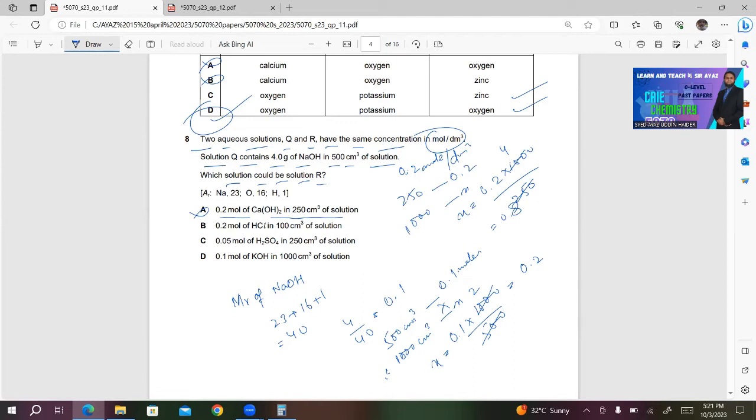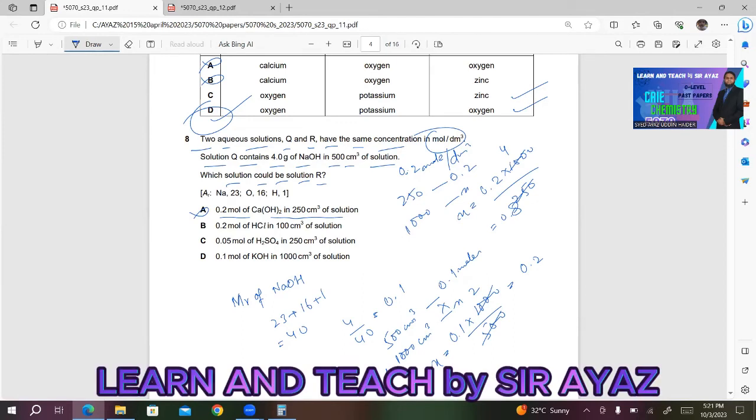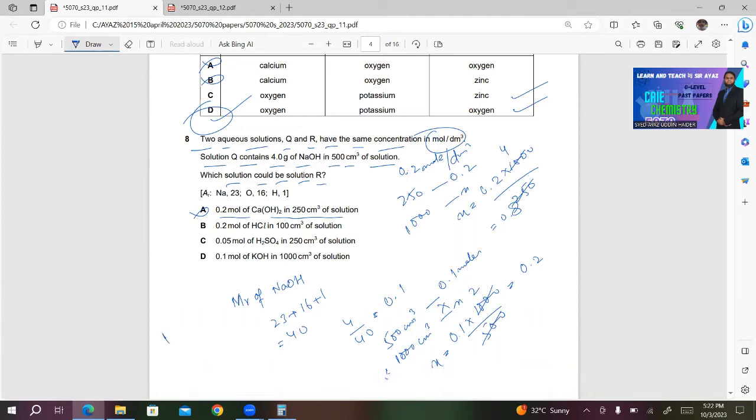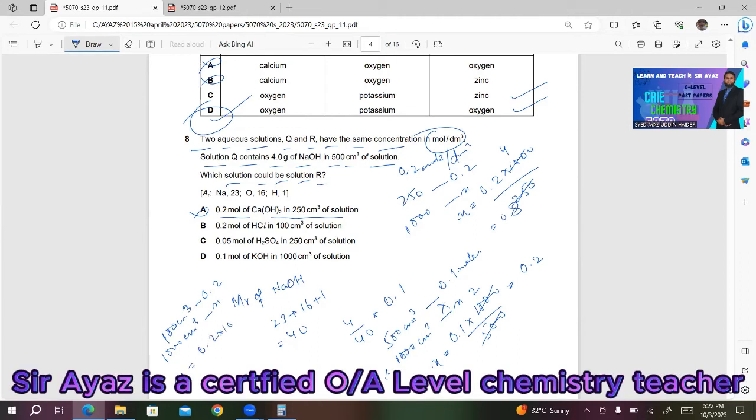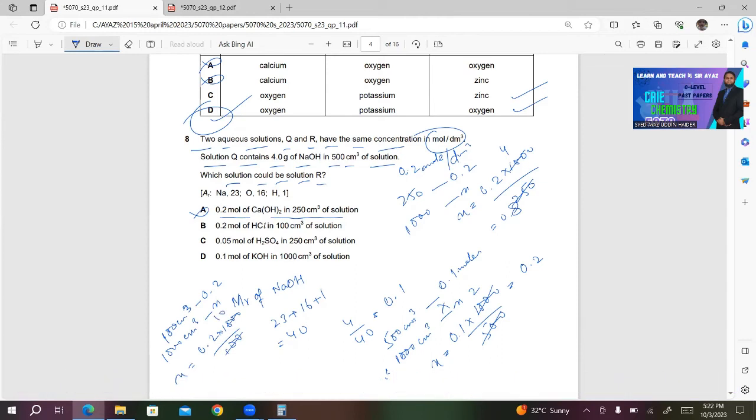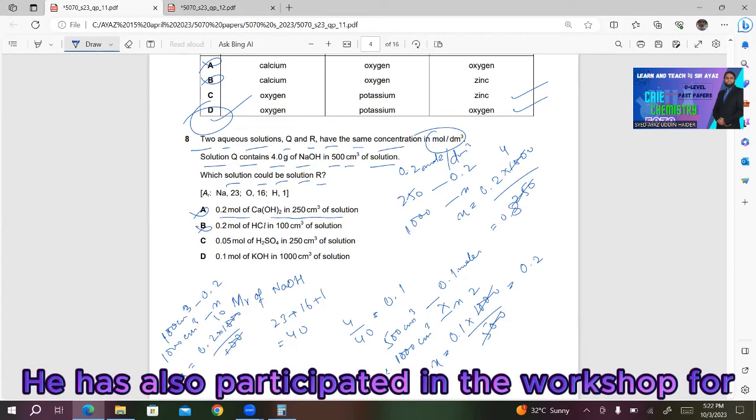We have 0.2 mole of HCl in 100 centimeter cube. So I will write 100 centimeter cube, 0.2 moles, 1000 centimeter cube contains X. X becomes 0.2 multiplied by 1000 divided by 100, which is 10. So if you multiply 0.2 by 10, you will get 2 moles per dm cube. This is also incorrect. What about C?